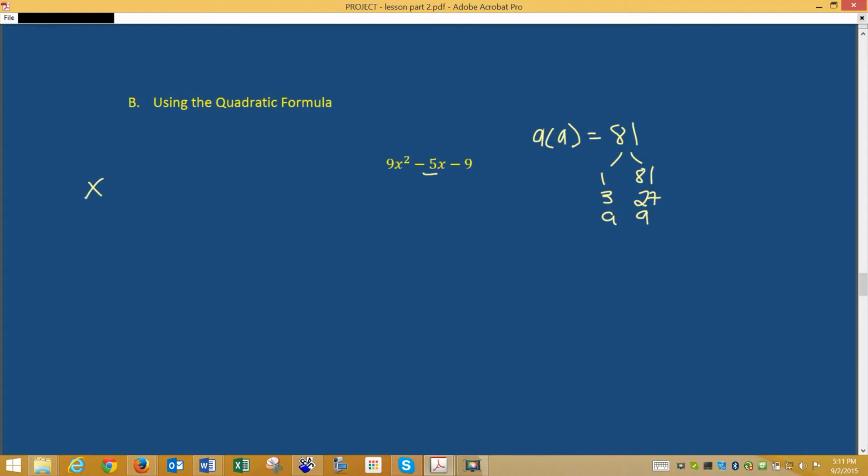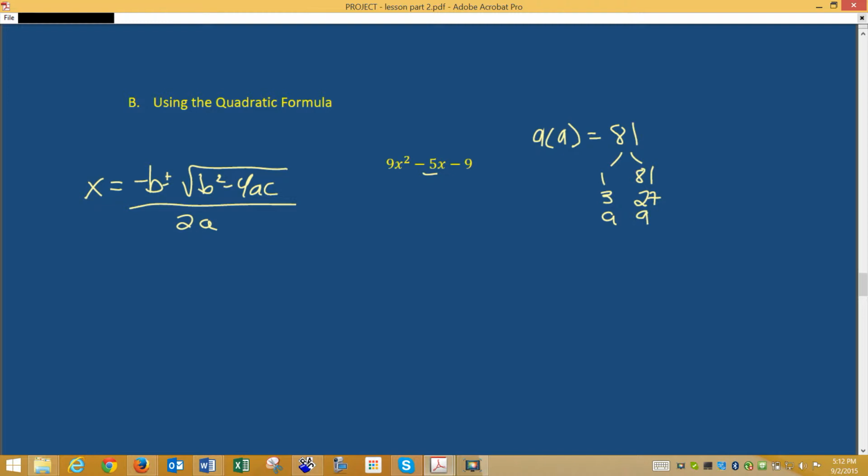And that formula is x equals negative b plus or minus the square root of b squared minus 4ac all over 2a. And it looks terrible right now to use, but most students actually do very well in the quadratic formula section of tests because you plug in numbers and simplify.